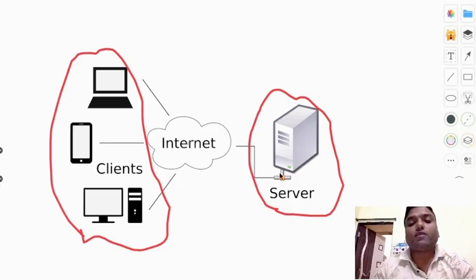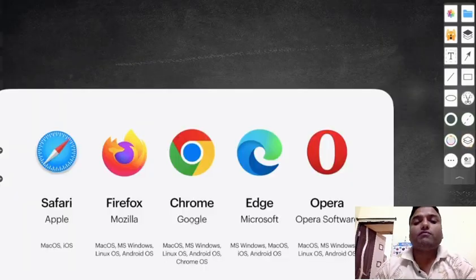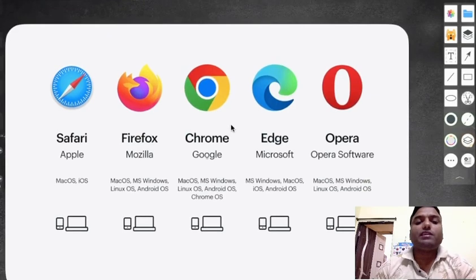Now if the server is providing the web service, how can the clients access the data over the web service? That can be done by means of web browsers. As we know, there are various web browsers in the market, depending on the basic architecture on which they are built. Like Safari, it is the basic browser of Apple. Apple is providing this software, this application, to access web services, and it works on Mac OS and iOS. These are the operating systems on which these browsers work.